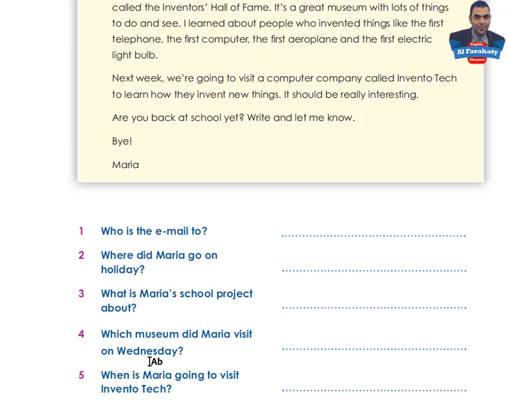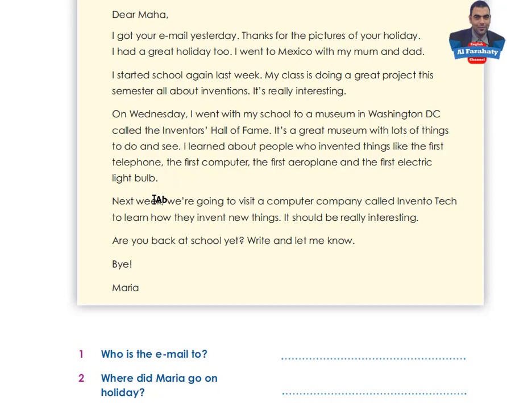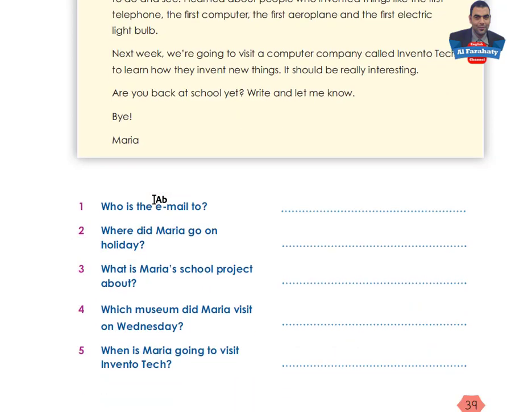We have here some questions. 1. Who is the email to? 2. Where did Maria go on holiday? 3. What is Maria's school project about? 4. Which museum did Maria visit on Wednesday? 5. When is Maria going to visit Inventotech? You are asked to read this email again and try to find the answers. Take your time to do that, then come back to check your answers.